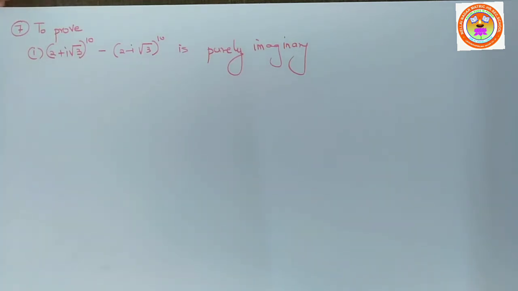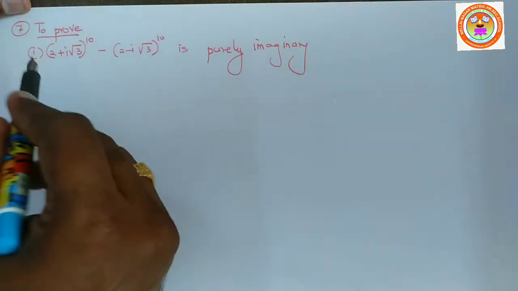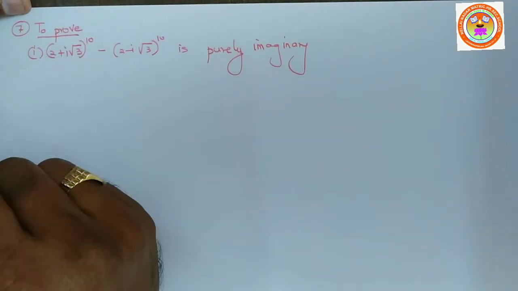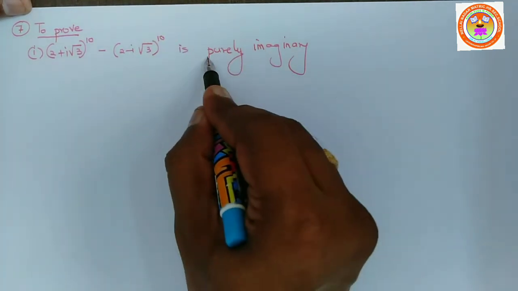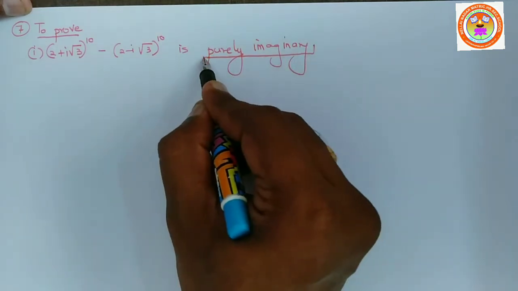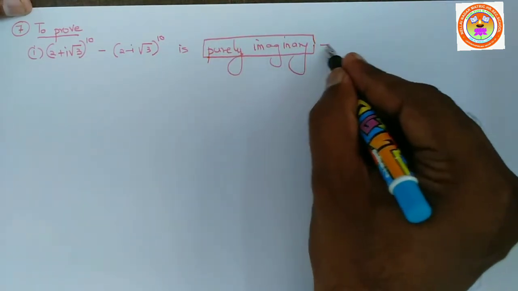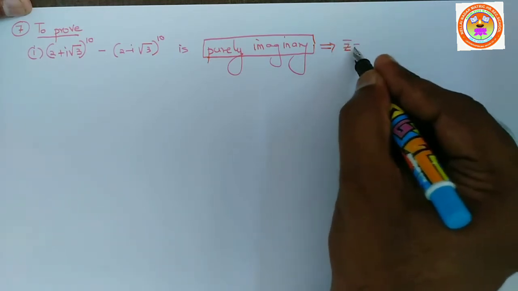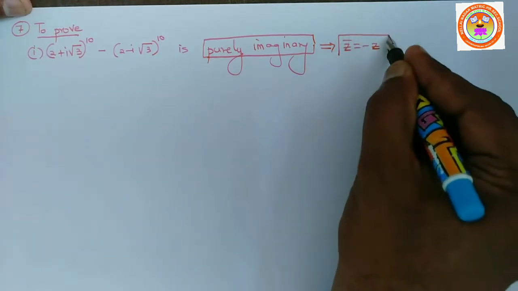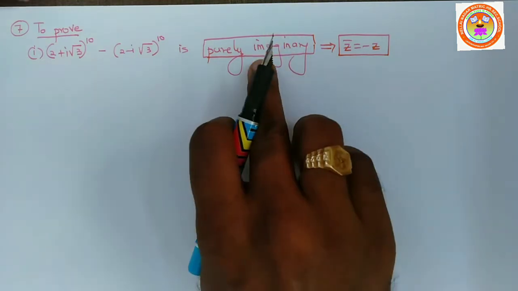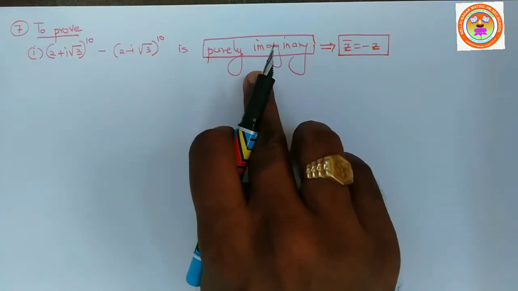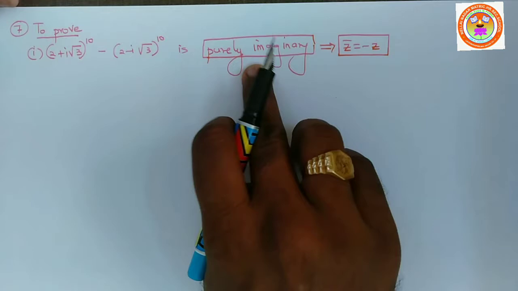Seventh sum, first subdivision, a very important sum from the exam point of view. To prove: (2 plus i root 3) whole power 10 minus (2 minus i root 3) whole power 10 is purely imaginary. For purely imaginary, we saw one property: when z bar is equal to minus z, we can say z is purely imaginary. The same concept I am going to use here.